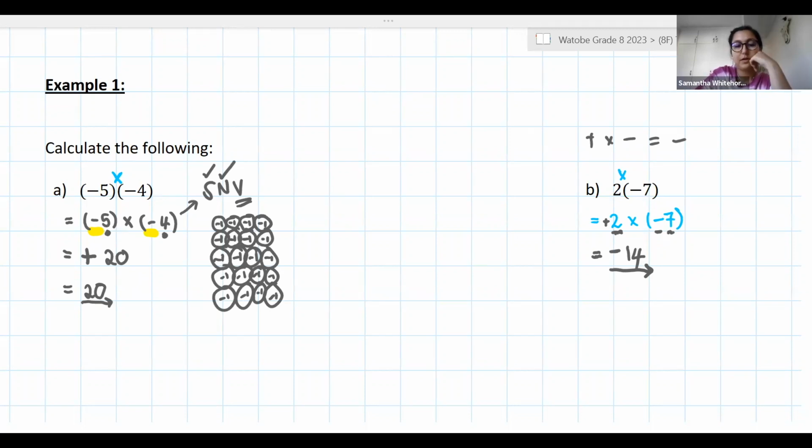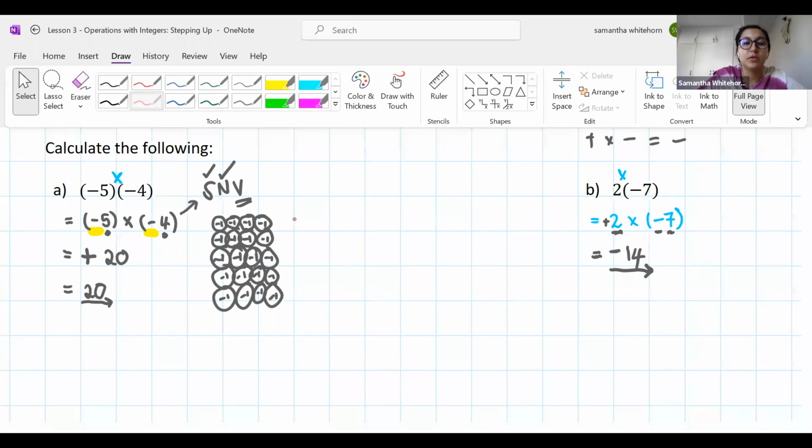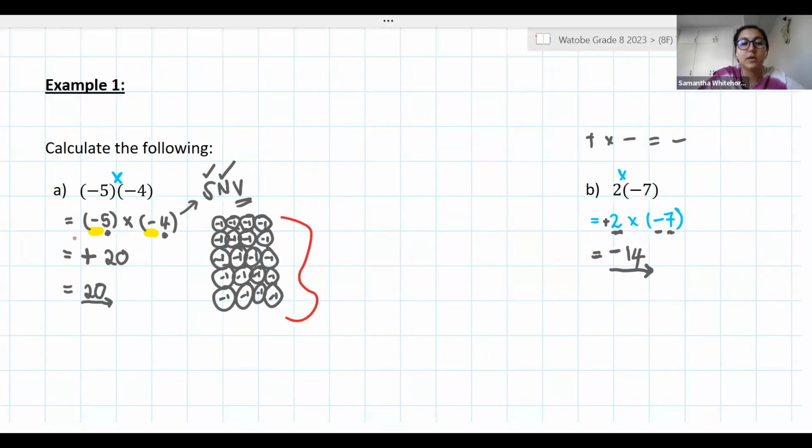Yes, ma'am. The method that you're using is kind of confusing me, ma'am. Okay, so when you say the method, are you talking about this one with the circles, or are you talking about this one that I've written down? The one with the circles, ma'am. Okay, so ignore the circles. It's just an explanation. You don't need to worry about it. Oh, okay, ma'am. Thank you. Just ignore the circles. If the other one makes sense to you, we're going to use the other one from now on.